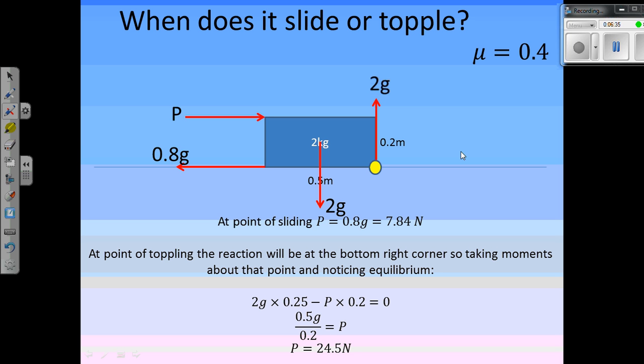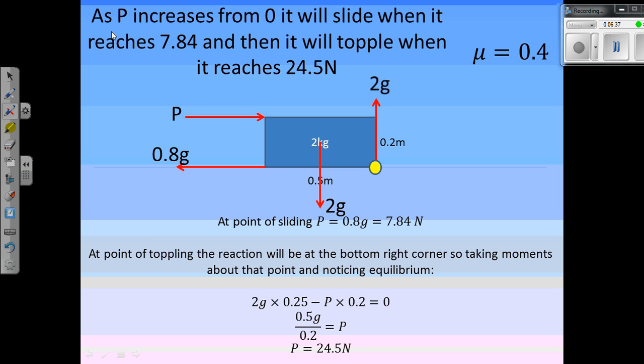Okay, which tells us that as p increases from 0, it will start to slide when it reaches 7.84 newtons. Sorry, I've missed out the newtons there. Cardinal sin. And then it will topple when it reaches 24.5 newtons.